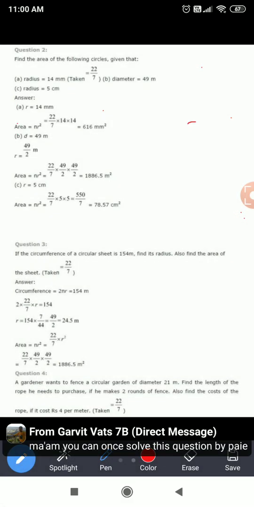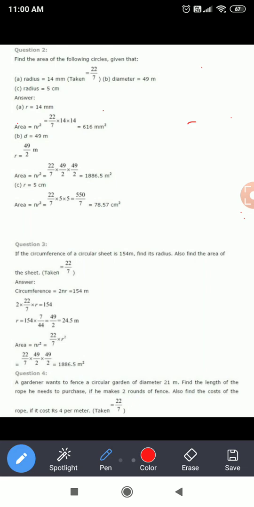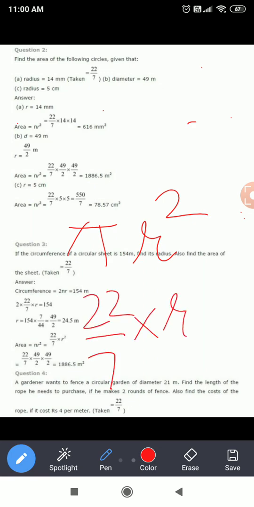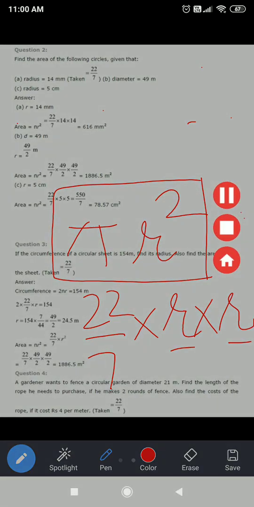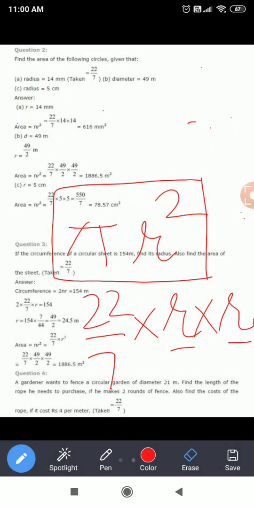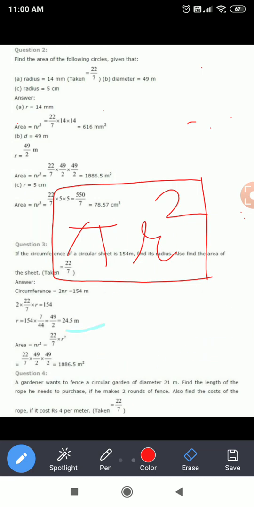Now, area of the circle. Area of the circle is pi r square. Means pi multiply by r multiply by r. R into r. So this will be pi r square. Formula for area of circle is pi r square. Now we have to find the area. So we will be finding it by pi r square.